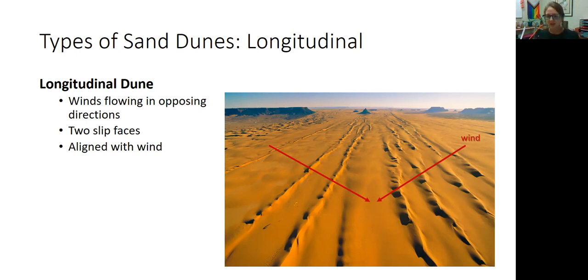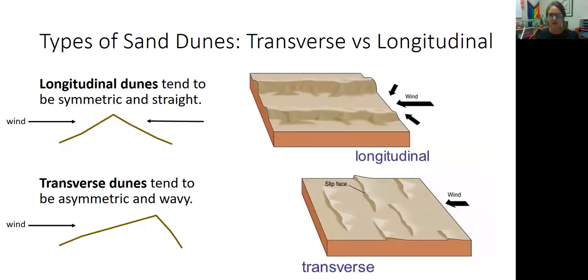So again, you might be asking yourself, well, how do I tell the difference between a transverse dune and a longitudinal dune if they both form as linear dune ridges? Well, again, you have to look at the shape of the dune, the cross-sectional profile of the dune. The longitudinal dune will be symmetric on both sides, right? It'll have two slip faces because wind is coming at it from both directions. Longitudinal dunes often tend to be more symmetrical and straighter.